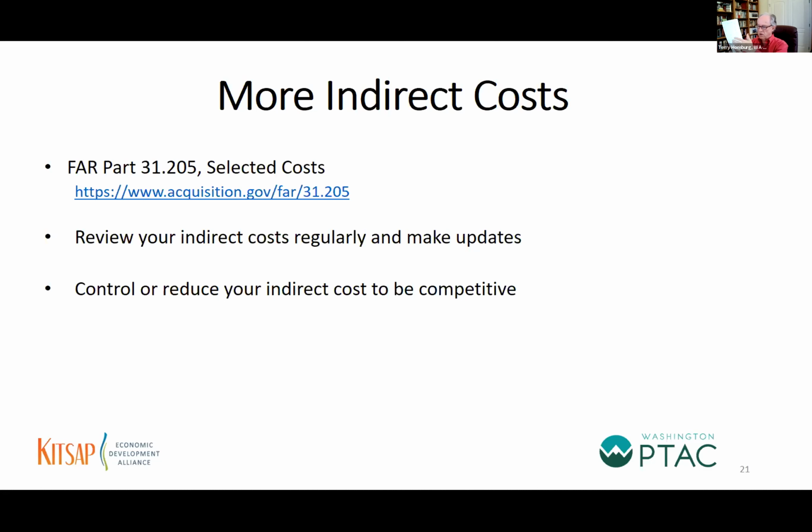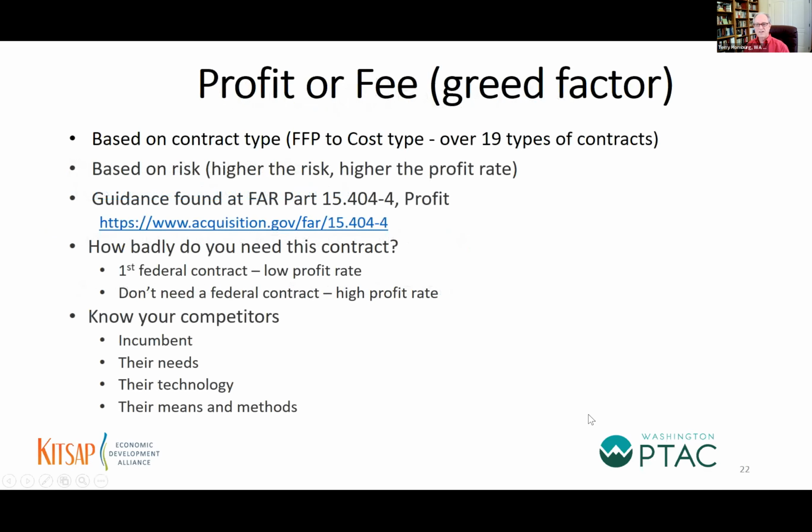You look at these and you might think, oh, I've got this other cost, it's not on here, but can I include it? Well, you might go to the Federal Acquisition Regulation Part 31.205 and look it up and see if you can include it or if it's prohibited. Okay. Any other questions on indirect costs? I think we're good. All right, let's move on to, oh, the exciting profit or fee, or the greed factor.